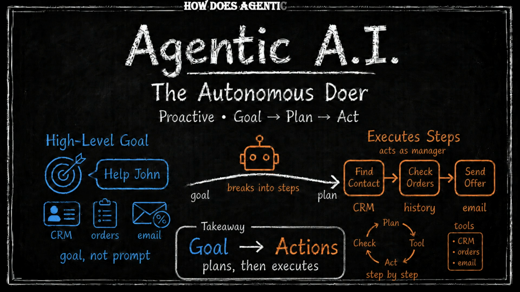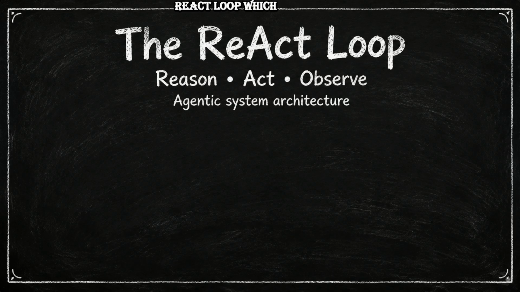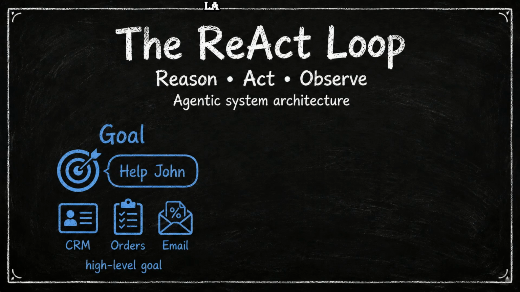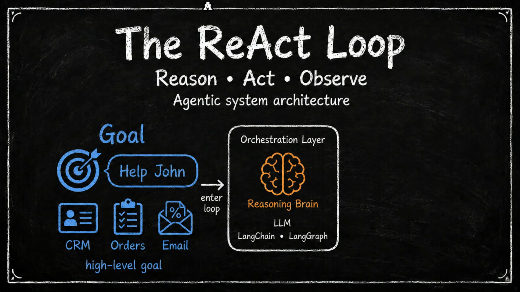How does agentic AI work? The secret lies in the ReAct loop, which stands for reason, act, and observe. In this architecture, the large language model is the reasoning brain, wrapped in an orchestration layer like LangChain. When you give the engine a goal, it enters a continuous cycle. First, it reasons about what to do next.